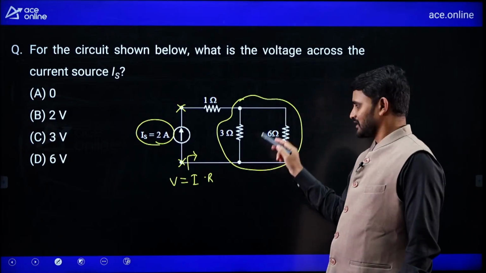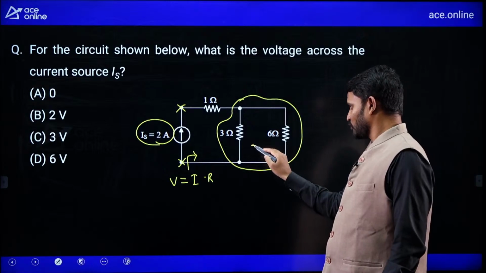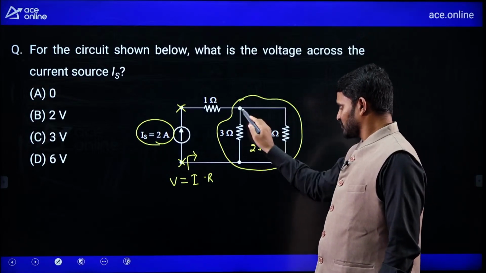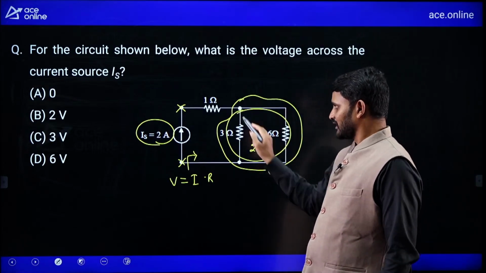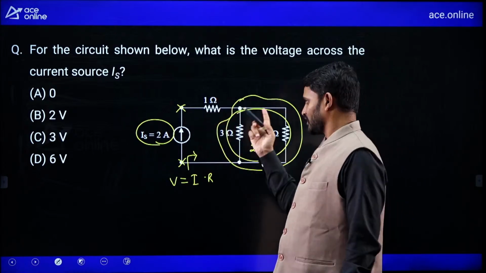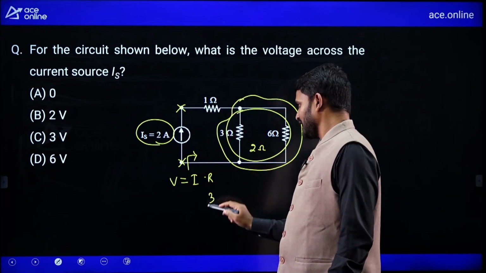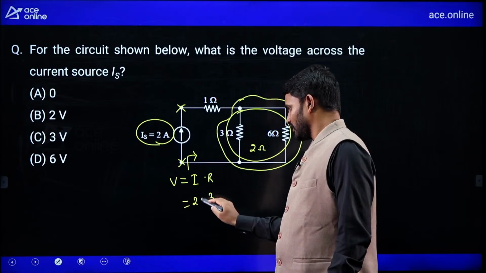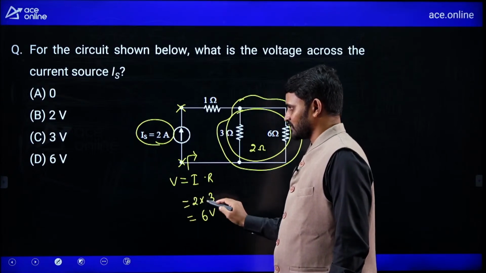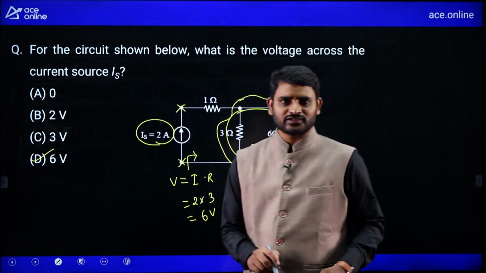18 divided by 3 plus 6, 18 divided by 9, it will be 2 ohms. Now, these two resistors will be replaced with 2 ohms, and the 2 ohms will be in series with 1 ohm. So the total equivalent resistance is going to be 3 and the I value is 2. So you will get 6 volts. So the answer is 6 volts.